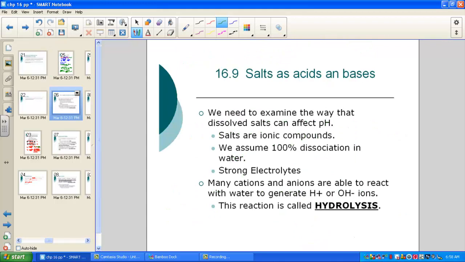Continuing with our lesson, we'll discuss how salts act as acids and bases. This unit commonly is called the hydrolysis section. Hydrolysis, adding water. We need to examine the way that dissolved salts can affect the pH.